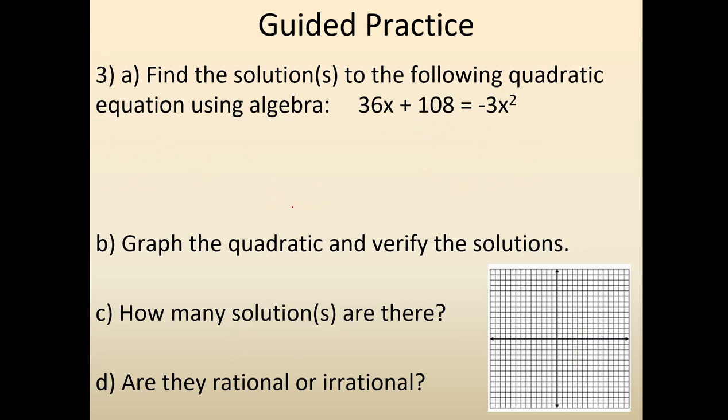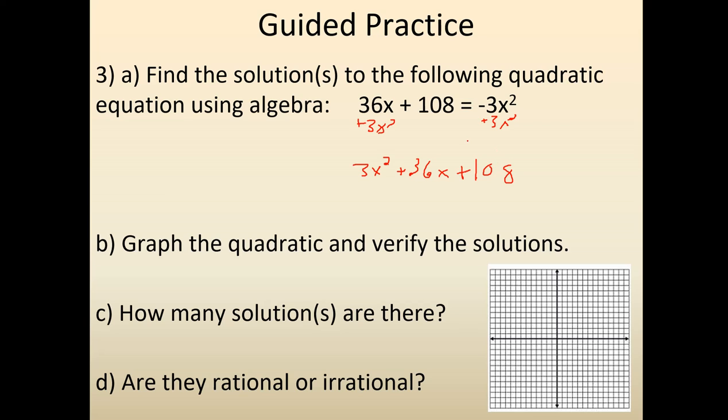And here's the last one. Pause the video, work it yourself, and we'll go over it in a second. All right, so once again, same thing as before. We're going to take this and move everything to one side. So I'm actually going to move the 3x squared over. And I end up with 3x squared plus 36x plus 108.